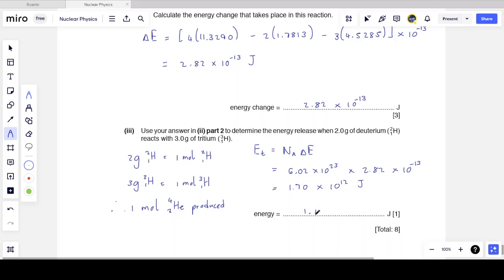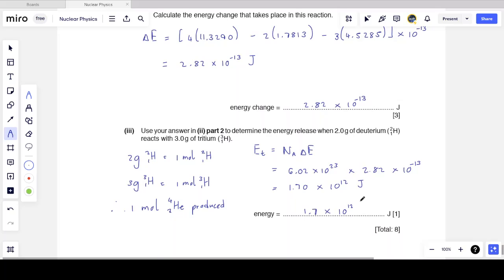Now the number is looking quite massive. 1.7 to 2 significant figures times 10 to the power 12 joules of energy released, when all I need is 2 grams of deuterium and 3 grams of tritium. So if I could successfully fuse all of the 2 grams of deuterium, or 1 mole of deuterium, with 1 mole of tritium, guess what? I get a pretty huge amount of energy being released. Even more so, gram for gram, than I would from nuclear fission. So fusion is a possible future energy source, and this question kind of gives us an indication as to why.